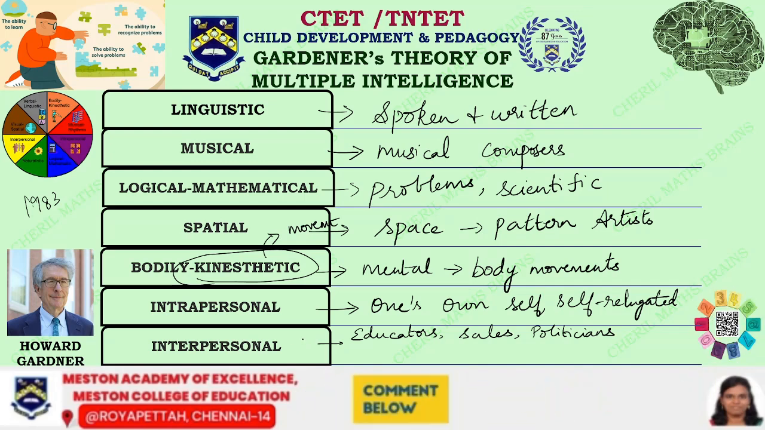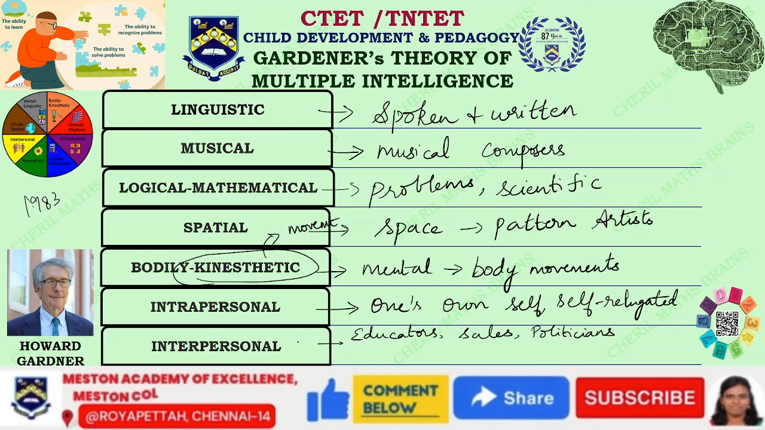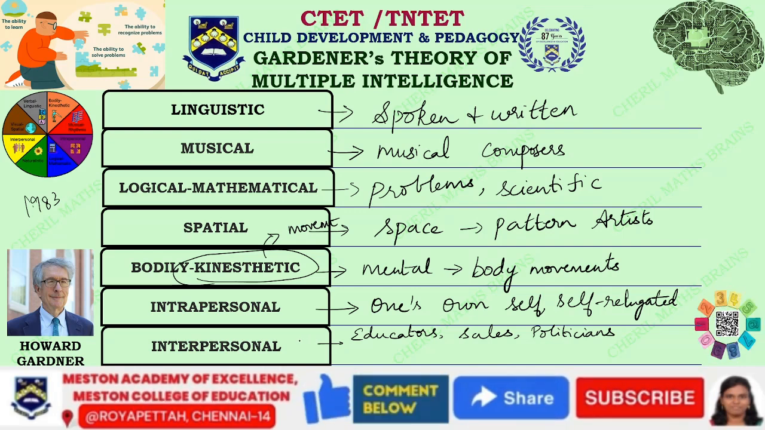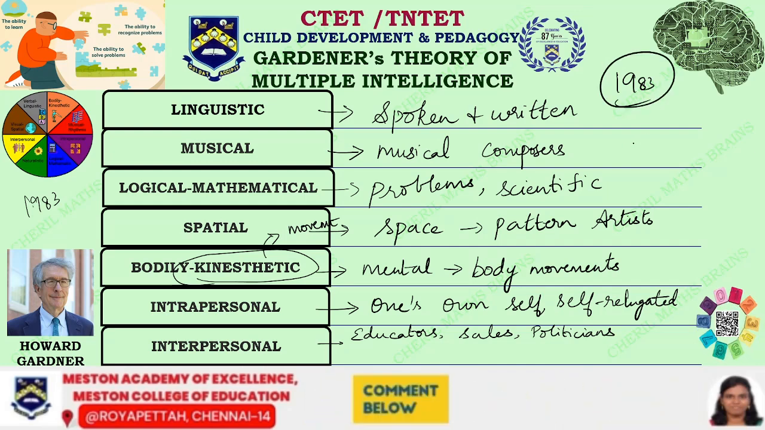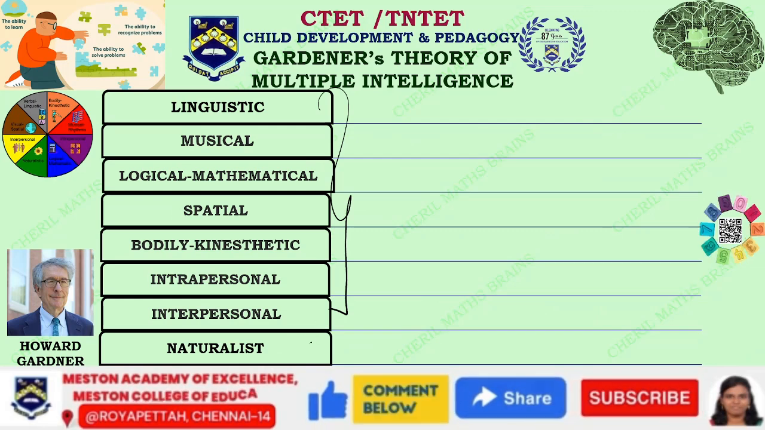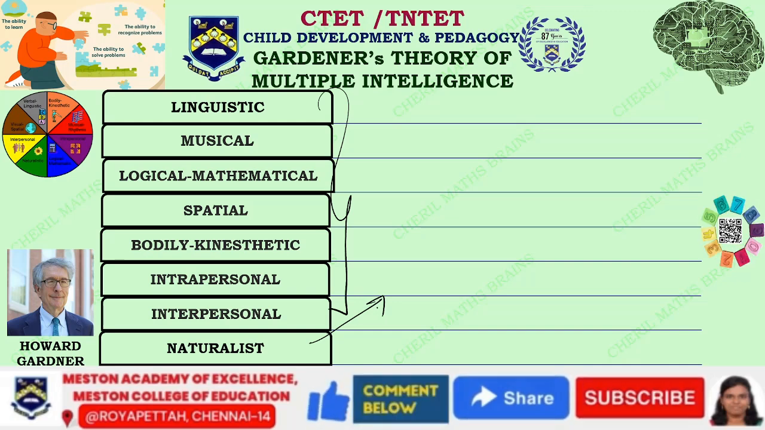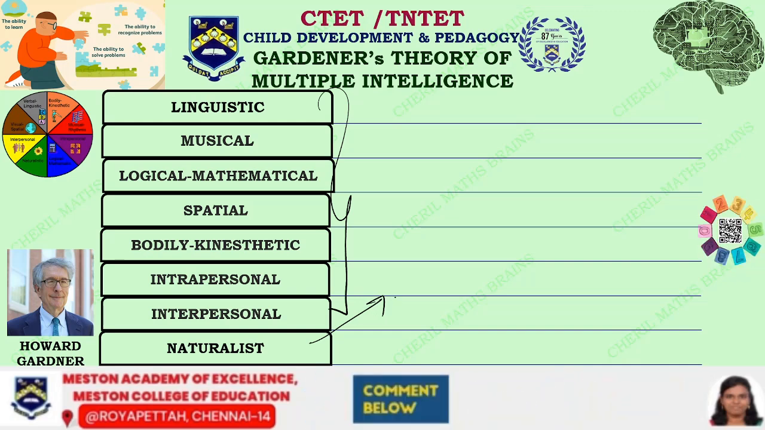So these are all the seven things which psychologist Howard Gardner spoke about in the year 1983. In the year 1990, along with these seven, he added one more thing called naturalist. He felt that all these are important, but beyond all these, we need one more important type of intelligence, which is naturalist.